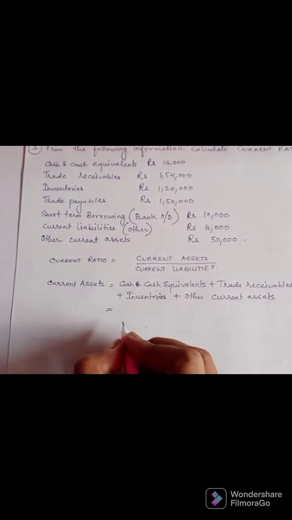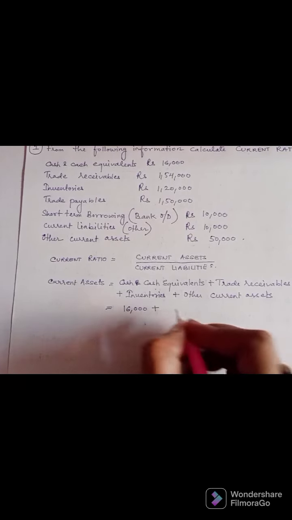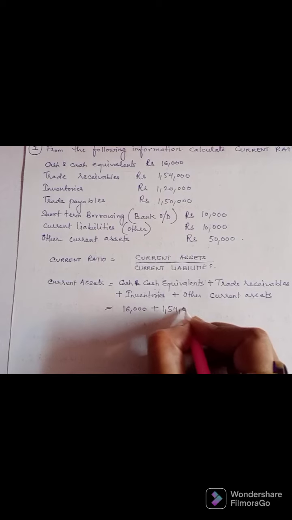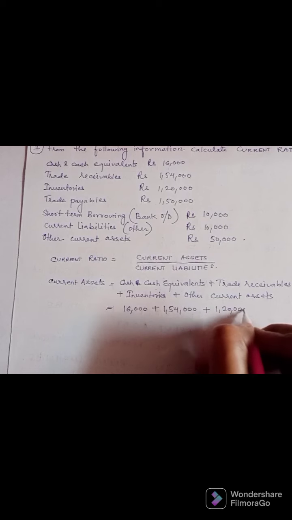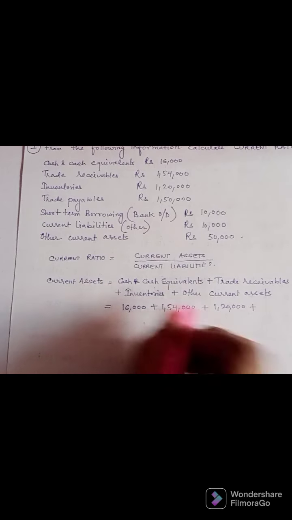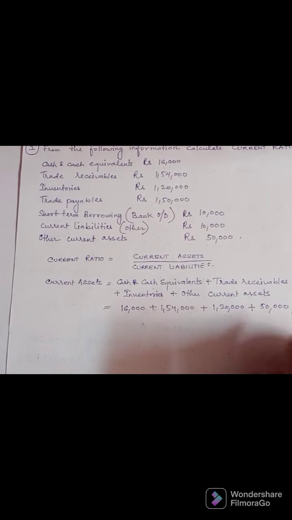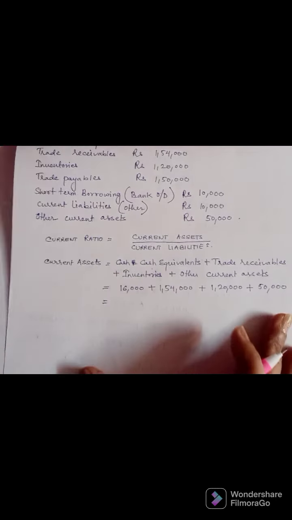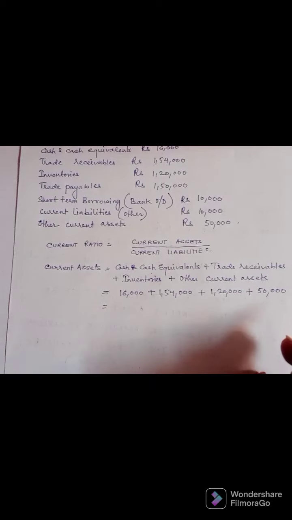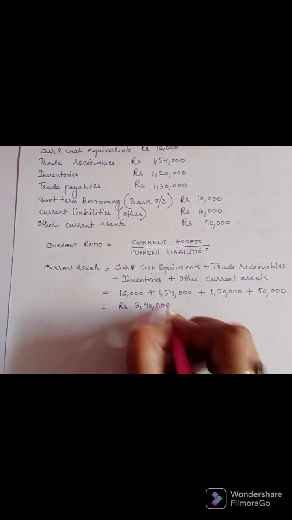Now you put the amounts. Cash and cash equivalents is given as 16,000. Trade receivables given as 1,54,000. Inventories given as 1,20,000. Other current assets given as 50,000. This if we calculate, unfortunately, calculators are still not allowed, so you will have to do it yourself, and you will be getting 3,40,000 as your current assets.